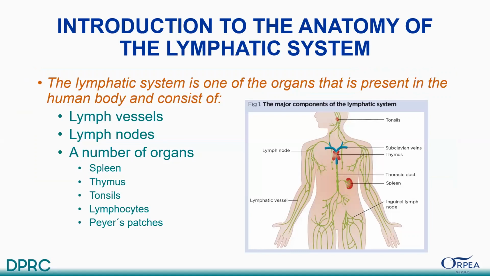First, we will do a quick introduction to the anatomy of the lymphatic system. The lymphatic system is one of the organs present in the human body and consists of lymph vessels, lymph nodes, and a number of other organs like the spleen, thymus, tonsils, lymphocytes, and Peyer's patches. Here on the right in the picture, we can see a small anatomy of the lymphatic system with the lymph vessels and the lymph nodes.